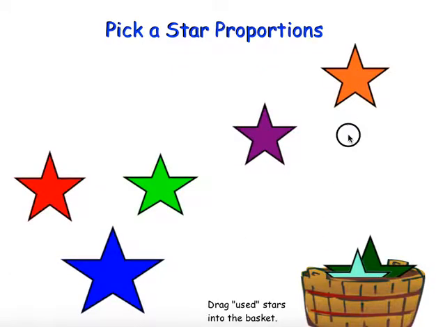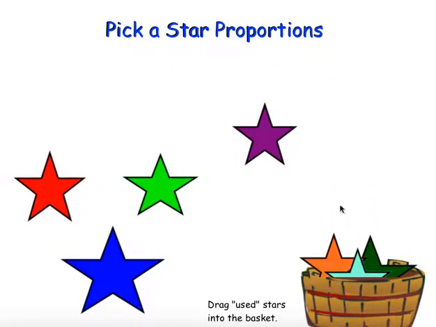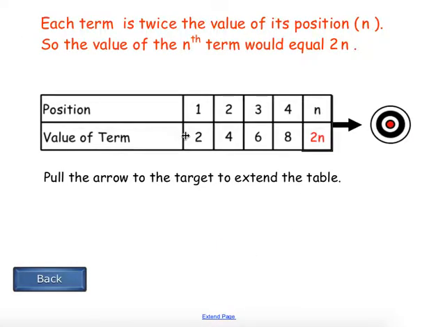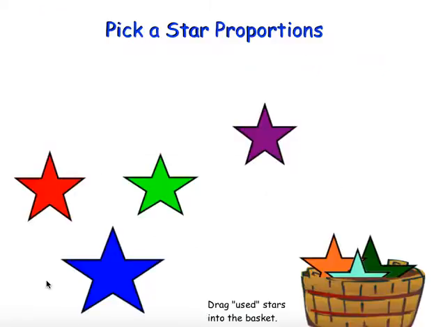All right. Couple more, and then we will finish. Find the value of the 12th term. Well, it looks like if we have our first term, it's 2. Second term, 4. Third term, 6. Looks like we're multiplying by 2 here, which means that if we want my 12th term, the value would be 24. Let's see. There we are. 12 is 24.